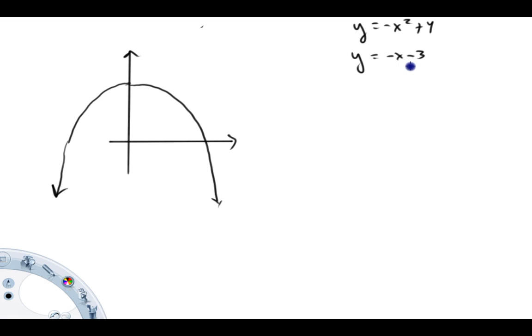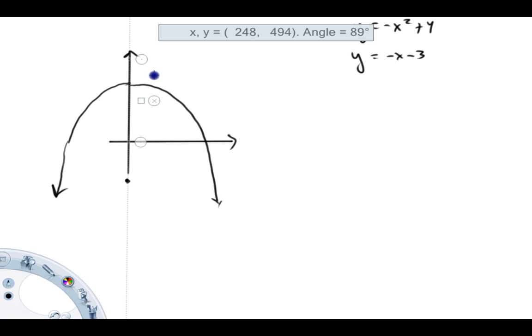Negative x minus 3 is a line. Intercept at negative 3. 1, 2, 3. It's down here somewhere, with a negative slope. So slope being minus 1. I'll actually set that to minus 45. Give us a pretty good look at it.